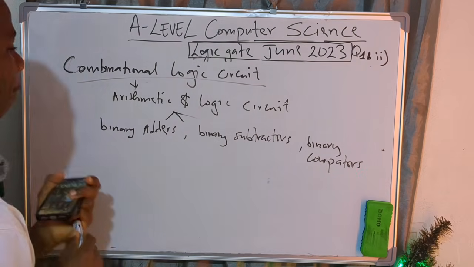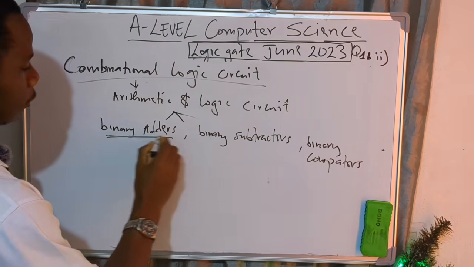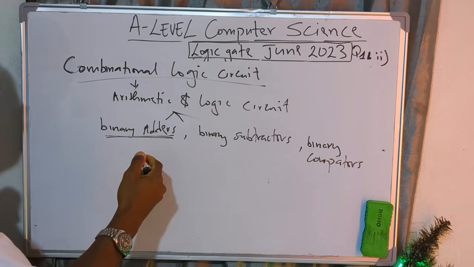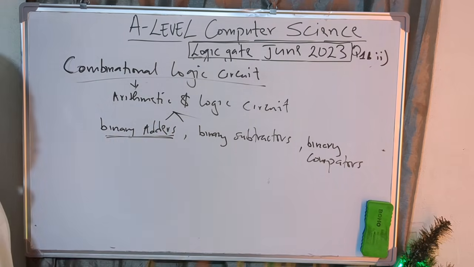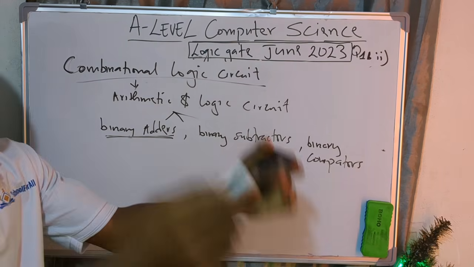Now, we are done with this. Let us concentrate now on binary adders. So what's a binary adder? The definition is also very easy. As you know, a binary adder is a type of arithmetic circuit. Since you know it's a type of arithmetic and logic circuit, you start by saying that it is an arithmetic circuit before you continue.